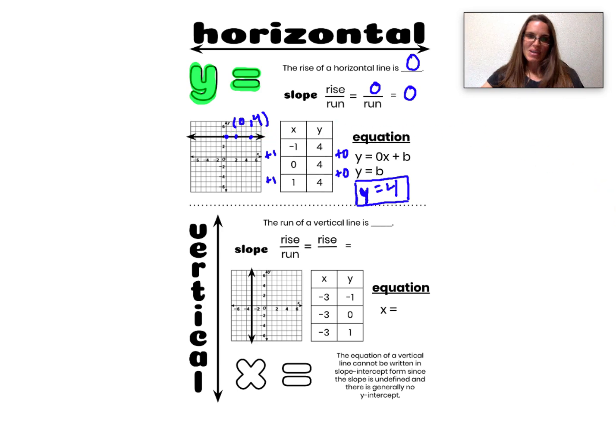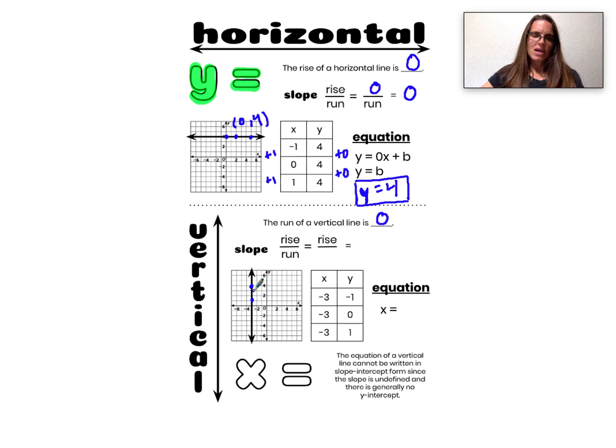Vertical lines are a special case. Let's go ahead and look at the slope of the graph first. I'm going to pick any 2 points, and here I do have a rise, but what is my run? What is my change in x between these 2 points? Between these 2 points, there is no change in x. X remains constant, and in fact, the run of every vertical line is 0.